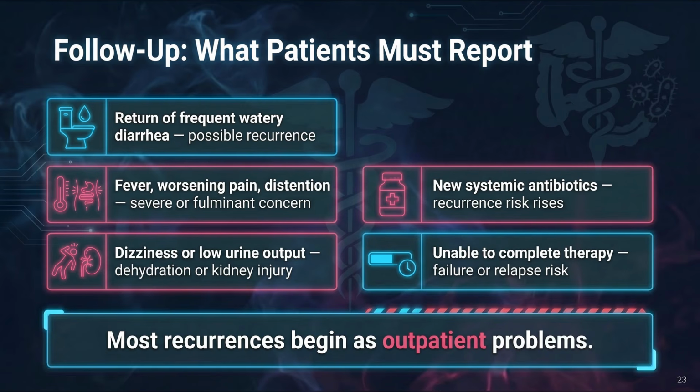Patients should know exactly when to call. Return of frequent watery diarrhea, fever, worsening abdominal pain, distension, dizziness, low urine output, new systemic antibiotics, or inability to complete therapy should trigger contact with the care team. Most recurrences begin outside the hospital, so the discharge plan must anticipate that.